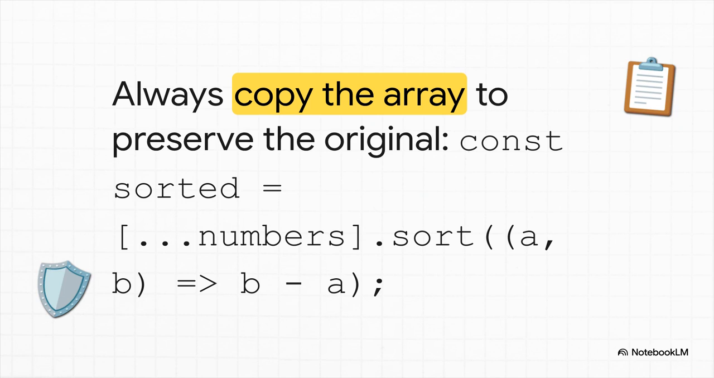A really important warning about sorting. JavaScript's built-in .sort method actually changes the original array. That can be super dangerous. So to be safe, we first make a copy. The easiest way is with this ...numbers syntax called the spread operator. Then we call sort on the copy and give it a little function to tell it how to order things. In this case, we're sorting from largest to smallest.